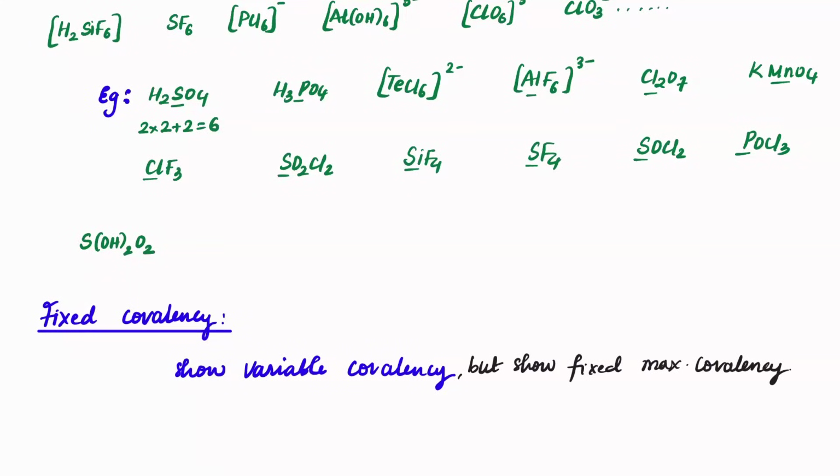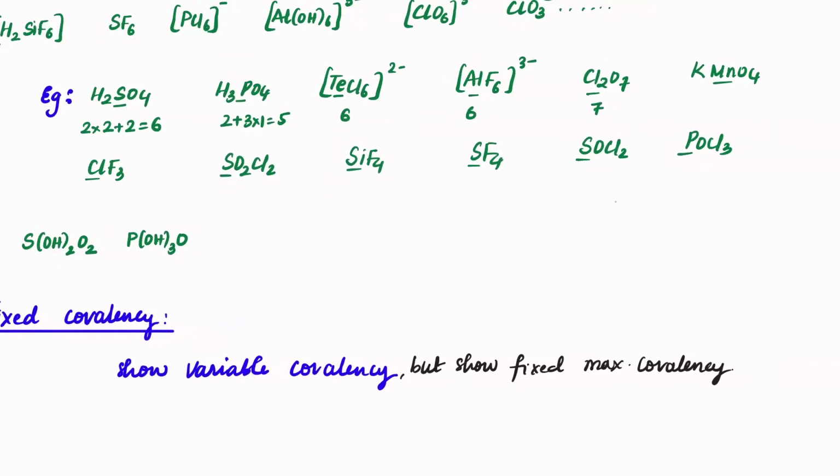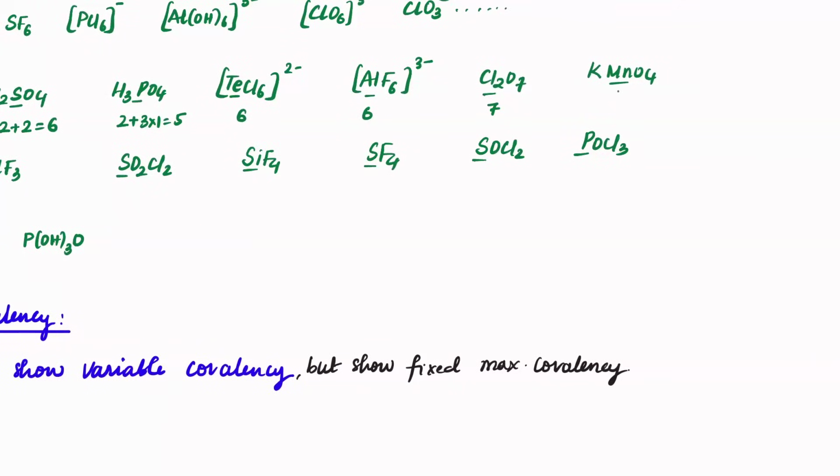Here also the same way. How do we write phosphorus actually? P, OH thrice and O. So you can see one oxygen making a double bond and three making single bonds. So total 5. So 5 is the covalency. Tellurium, all halogens make only one bond. So 6. Here also 6. Here each oxygen will make double bonds. So total 14 bonds. For each chlorine, 7 bonds. So covalency is 7 in this case.